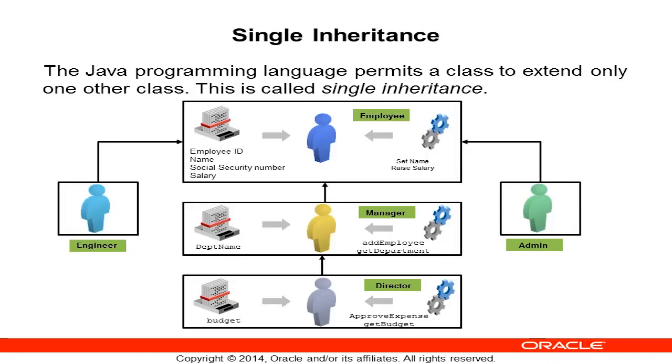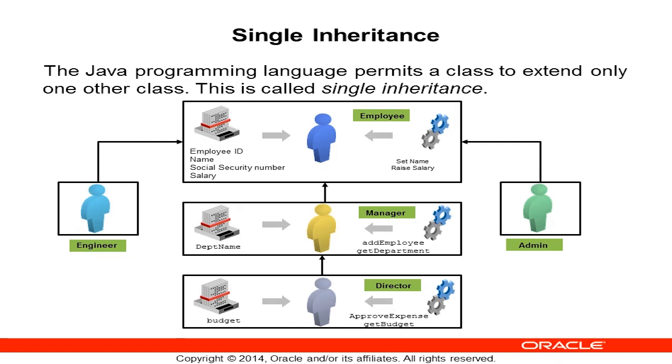Now, another thing to bring up at this point is single inheritance, and the fact that the Java programming language only allows a class to extend one other class. So this is our single inheritance. So we've talked about how we have an employee class, and then we can have our manager extend that employee class. Well, then we can also have our director extend manager, and then it gets the benefits of fields and methods in employee and manager to be a part of director.